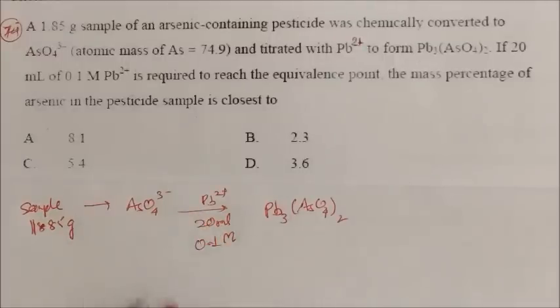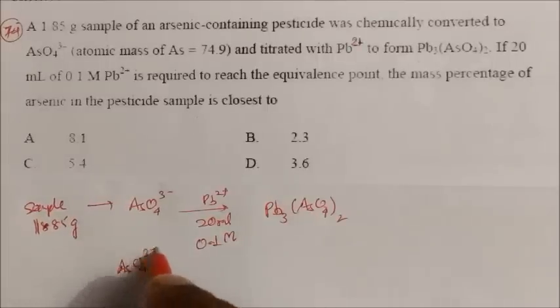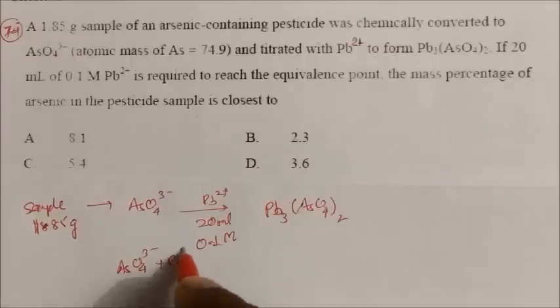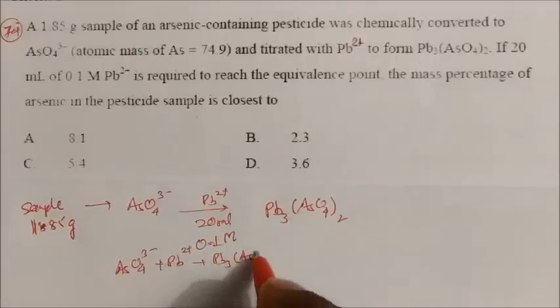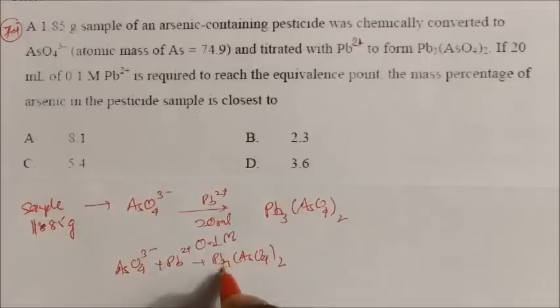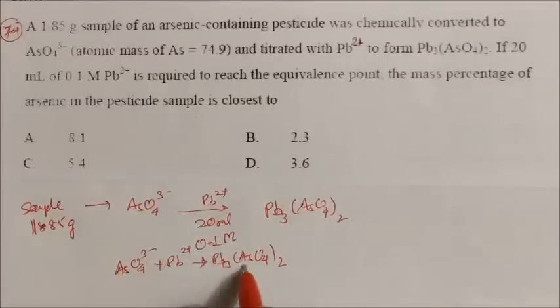If you see the quantity of lead, the reaction is like this. AsO4 3 negative reacts with lead 2 plus, and it gives Pb3(AsO4)2. To balance the equation, we have arsenic as 2 because it's completely reacting, so we write 2 here, and lead is 3, so write 3 here.